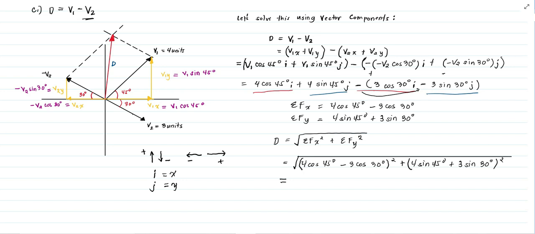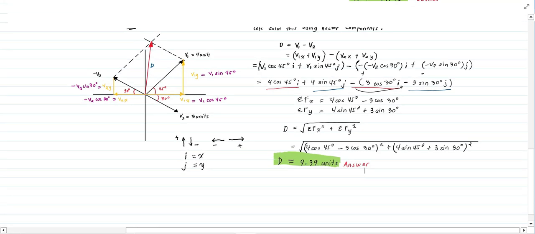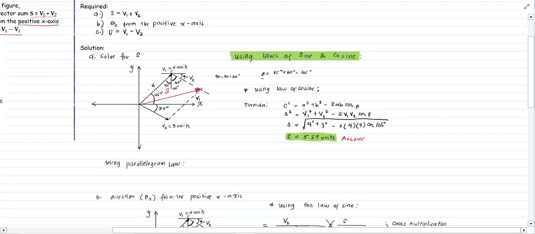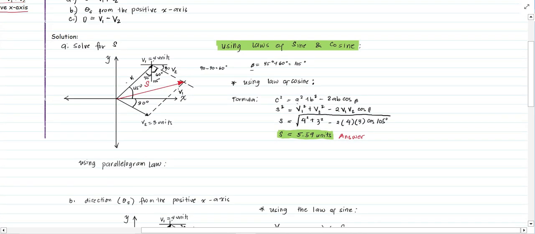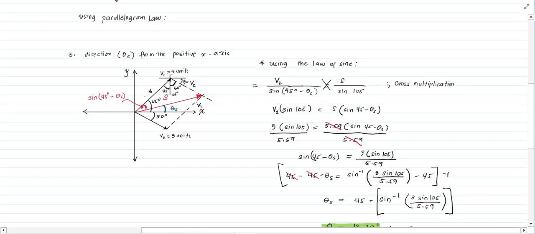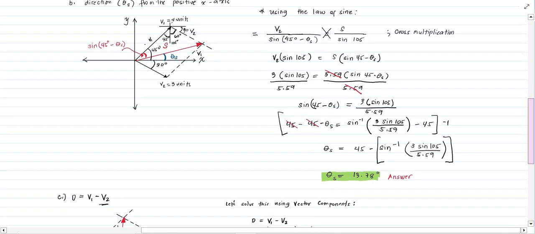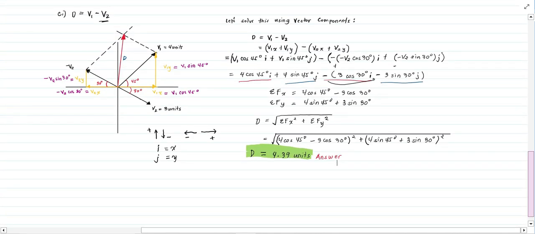Finally, using a calculator, we get a vector difference of 4.39 units. And there you have it. Very easy. As a summary, we got a vector sum of 5.59 units, its direction from the positive x-axis of 13.78 degrees, and lastly, the vector difference of 4.39 units.